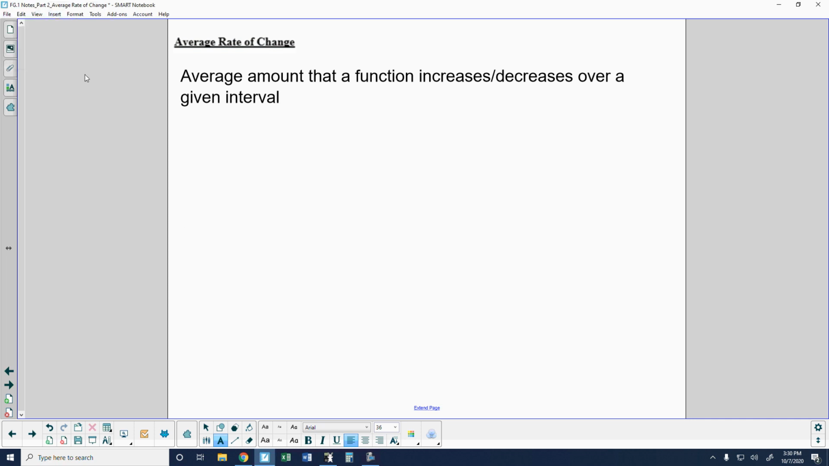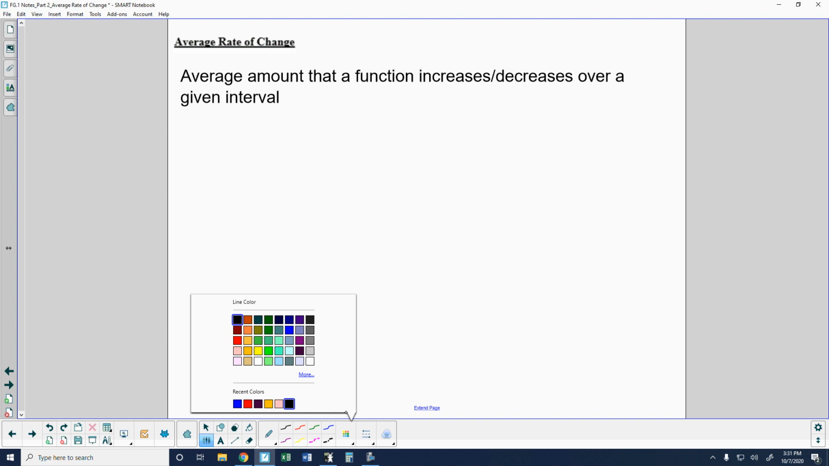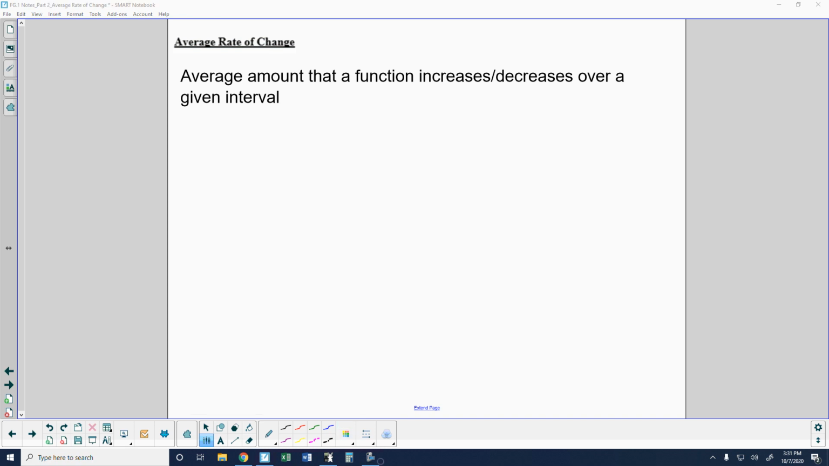Average rate of change, we're going to define it as the average amount that a function increases or decreases over a given interval. So this could be a line where you talk about slope, or it could be a function that looks something like that. And we would look at the average rate of change maybe over 2 points on that function. So this could be very basic, but also a little more complicated. Basically, how you found slope in Algebra 1 is what we're going to use to find the average rate of change. So we're going to show you some new notation.